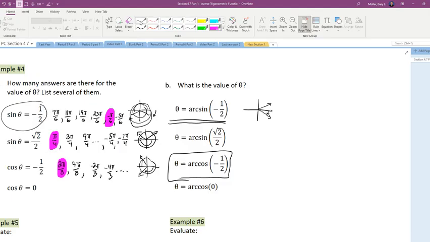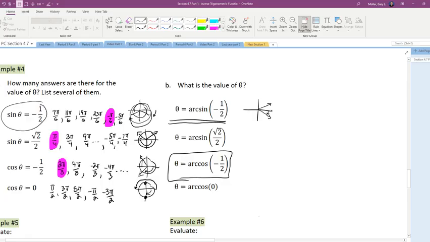And cosine of theta is 0. That's going to be when the x is 0. So that's going to be here and here. So pi over 2, 3 pi over 2, 5 pi over 2. We could go negative pi over 2, which would put me here, negative 3 pi over 2, etc. Arc cosine of 0 is going to return one answer, and it's going to return an answer between 0 and pi. And so your answer is simply going to be pi over 2.